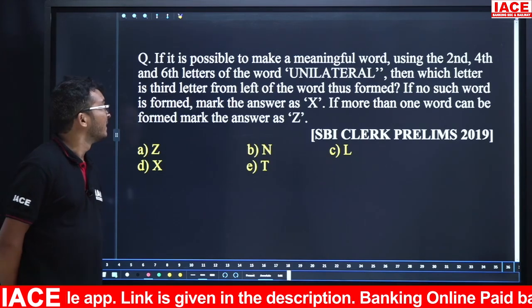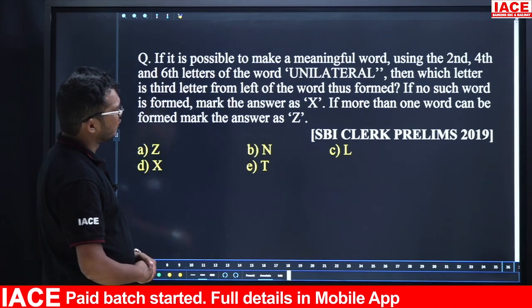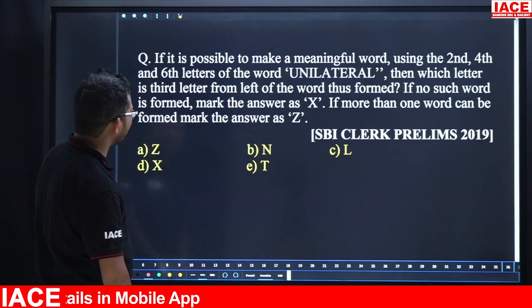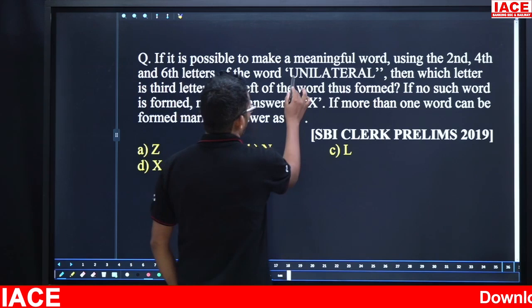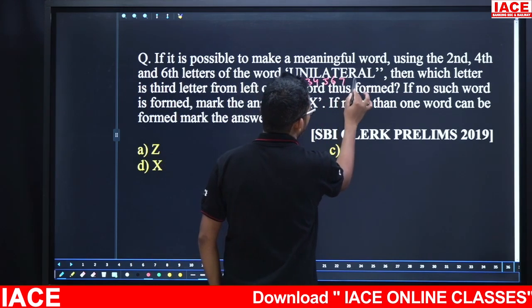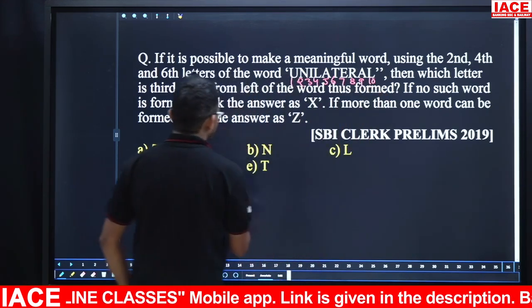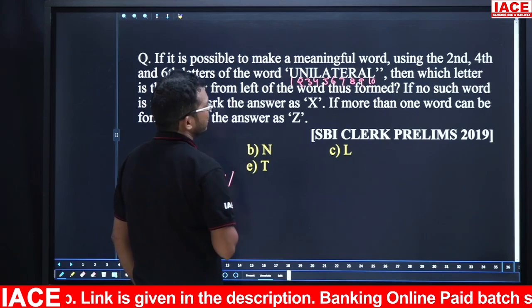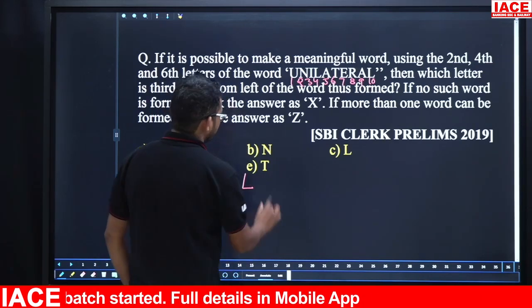Yes, time up. So here the question is, if it is possible to make a meaningful word using the second, fourth and sixth letters of the word unilateral. Friends, take 1, 2, 3, 4, 5, 6, 7, 8, 9. Next one is 10. By using the second letter, here N. Next, the fourth letter is L. Sixth letter is T.